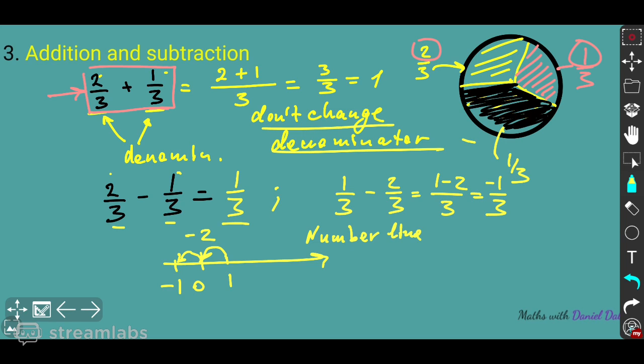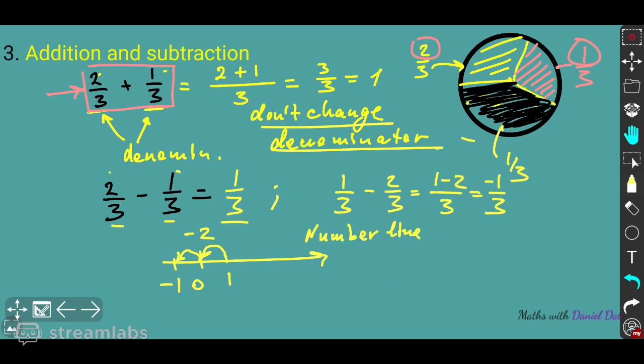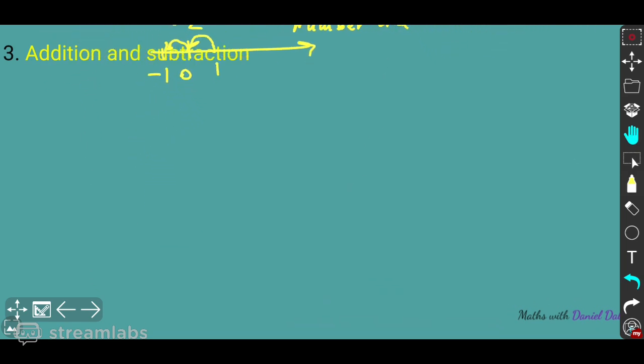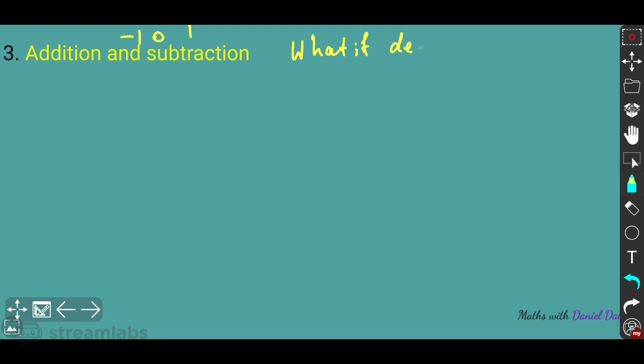How to add or subtract when you have different denominators. In contrast, I'll try to show you the way to work with different denominators. So what if denominators are different?